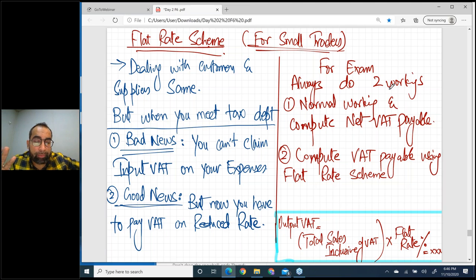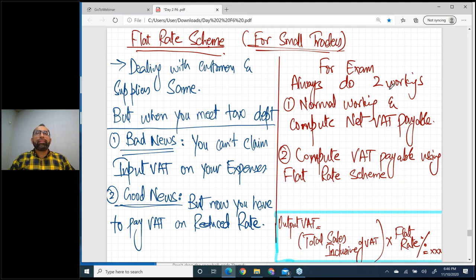Now let me explain this scheme in a different way. Look at my video, not just the screen, look at my face. If you join a flat rate scheme, your dealings with suppliers and customers will remain the same. What does it mean? When you buy goods, you will pay normal 20% VAT to suppliers, and when you sell the goods, you will collect normal 20% from customers. Don't forget this. This will come in your MCQ, in past papers it will come.